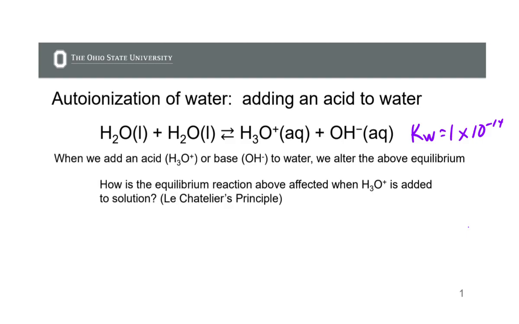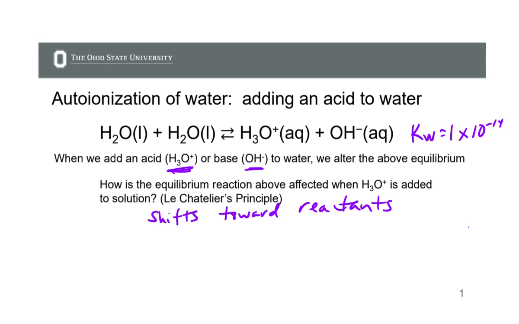But when we add an acid or a base, so in addition, adding additional H3O plus or OH minus to the water, we essentially alter this equilibrium. So if we think back to Le Chatelier's principle, if we add more H3O plus to this reaction in equilibrium, which way does the reaction shift? Shifts towards the reactants. So if we add H3O plus, the reaction needs to shift towards the reactants to regain equilibrium.